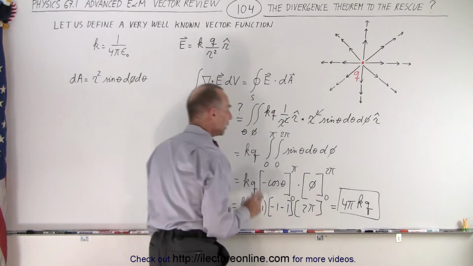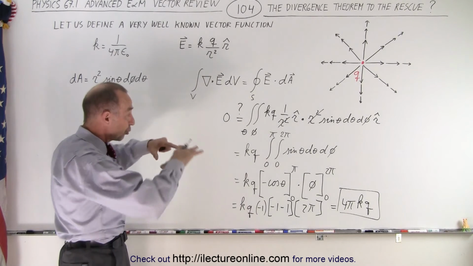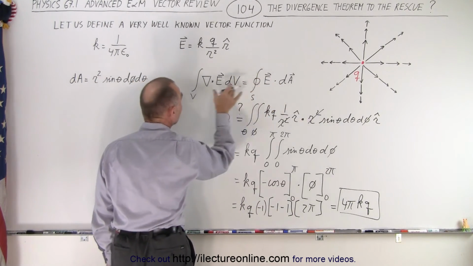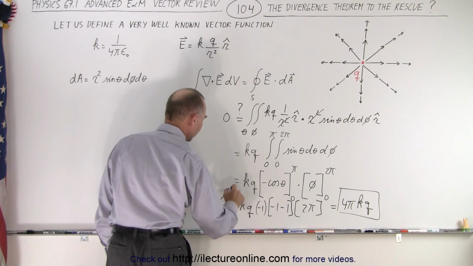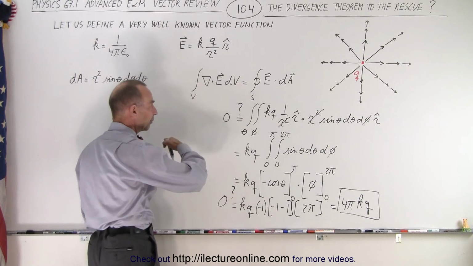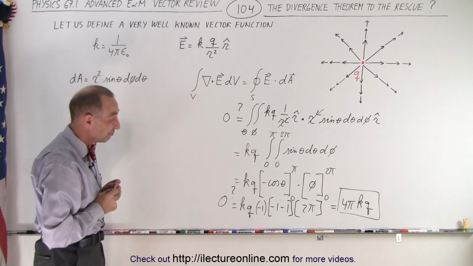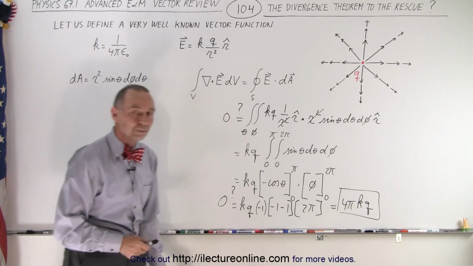And so that is what we get when we calculate the electric flux through a Gaussian surface. And using the divergence theorem, that should equal the integral of the divergence, but we realize that the divergence is equal to 0, and so therefore when we integrate over all the volume with a 0 divergence, we get 0. And so 0 can't possibly equal 4 pi kq.